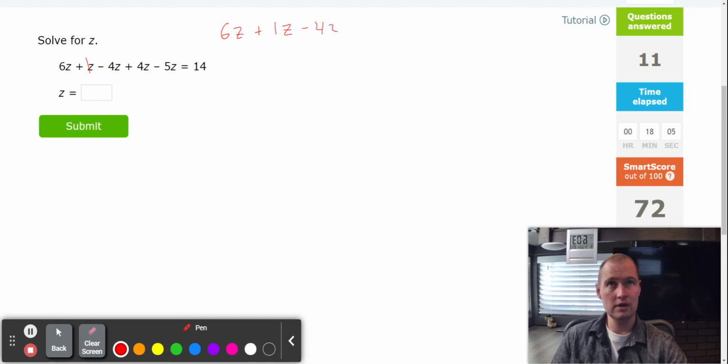Minus 4 zebras plus 4 zebras minus 5 zebras equals 14. All right, here we go, 1 zebra at a time. We got 6 zebras plus 1 zebra takes us to 7 zebras. I don't know why I put that little thing in there, and I just lost everything.